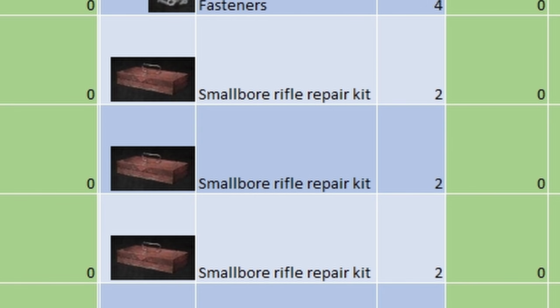The required component count for multi-use items, such as the small bore rifle repair kit, refers to the number of required uses and not the number of repair kits. This is a common mistake which people make when trying to identify component quantities for crafting. The uses can be split across multiple items.